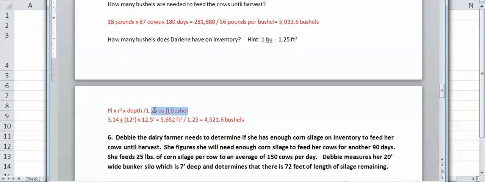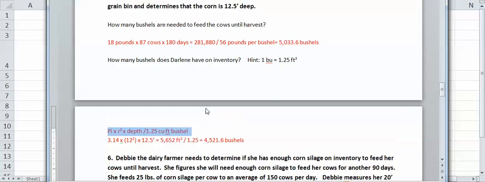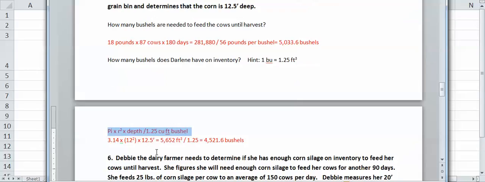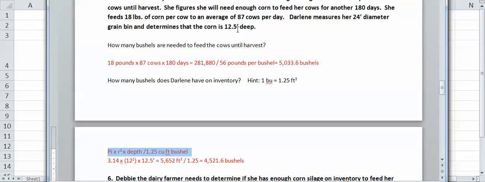Okay, to figure out the volume of a cylinder is pi times r squared times depth. 3.14, in this case, r squared, it's a 24-foot diameter bin. So radius is 1/2 a diameter. Half of 24 is 12. So pi times 12 squared times a depth of 12.5 feet will give us overall cubic feet of the bin. Then we divide that by cubic feet in 1 bushel.